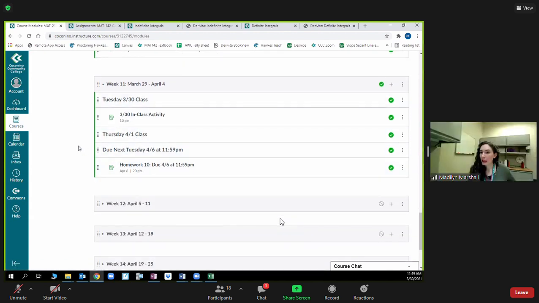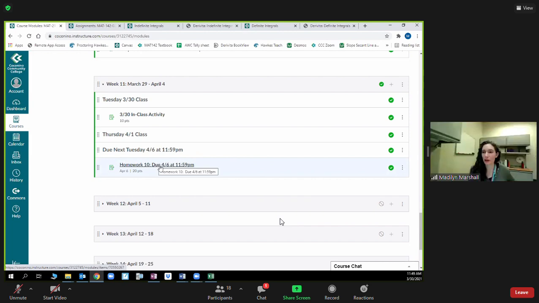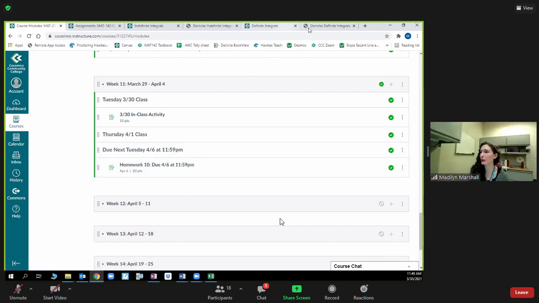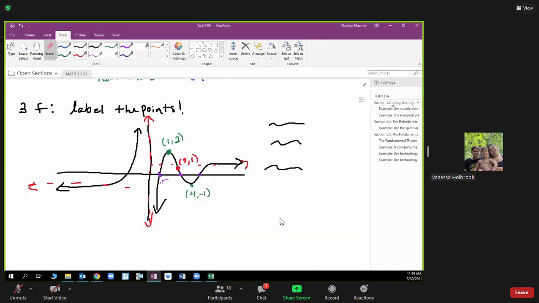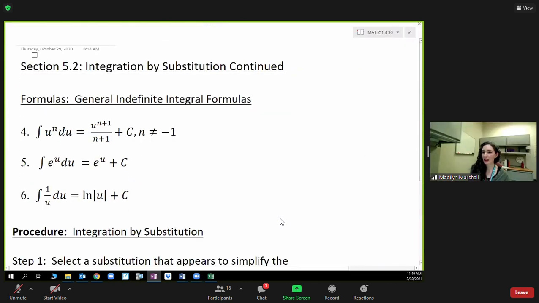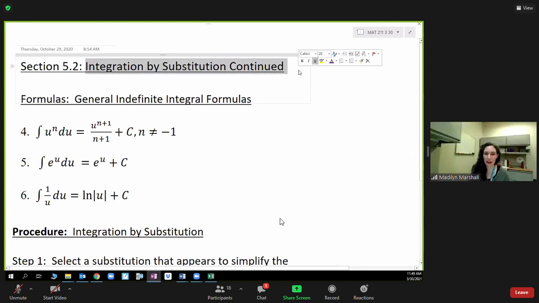So today we're going to continue on in chapter 5 about integration. On homework 10, I posted the first part of homework 10 last week, which is not due until next Tuesday. And so that'll be these first parts of chapter 5 that we're covering last week and this week. So on Thursday, we started integration by substitution. So we're going to continue that today and then go on.